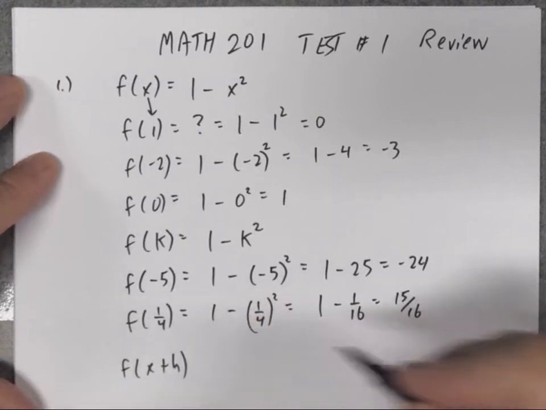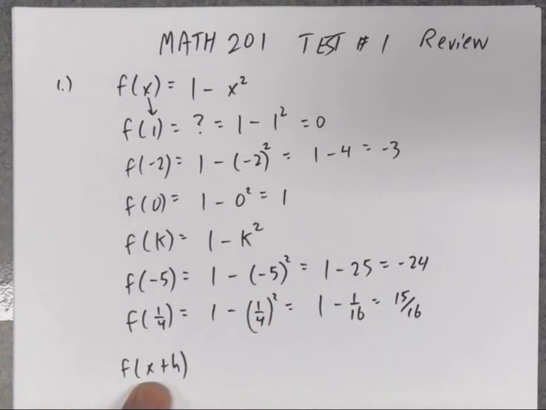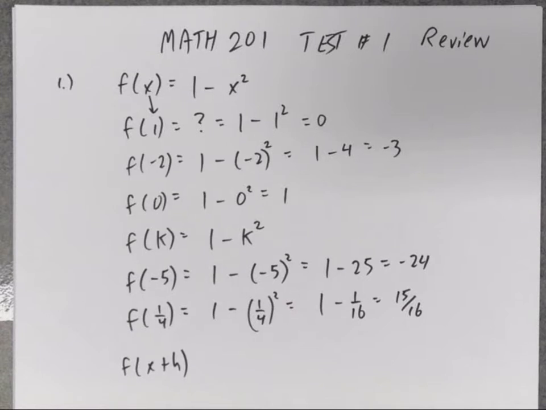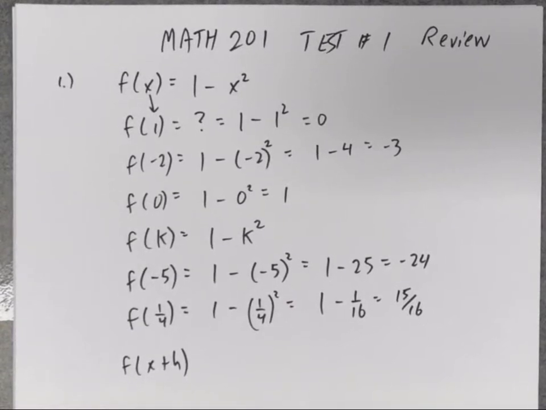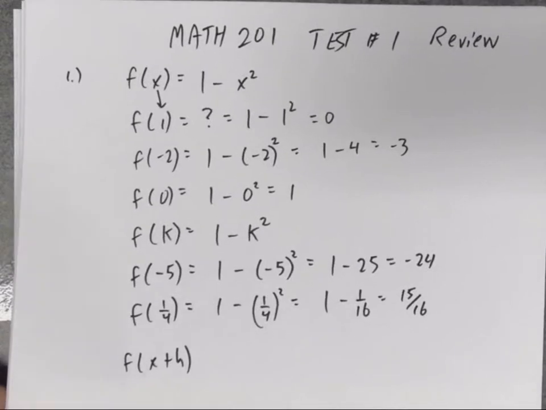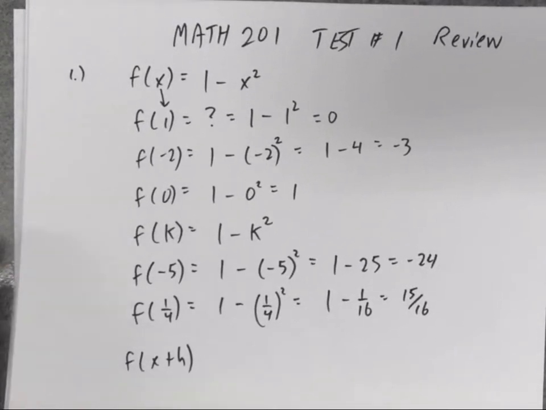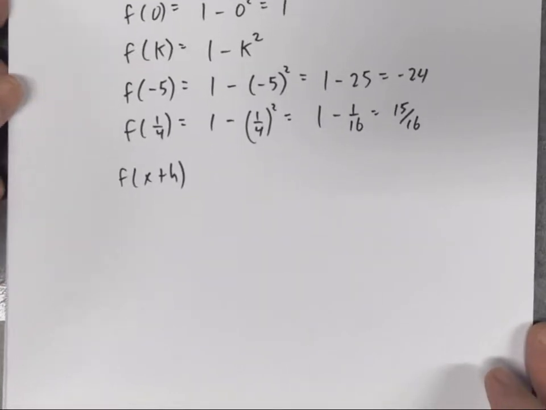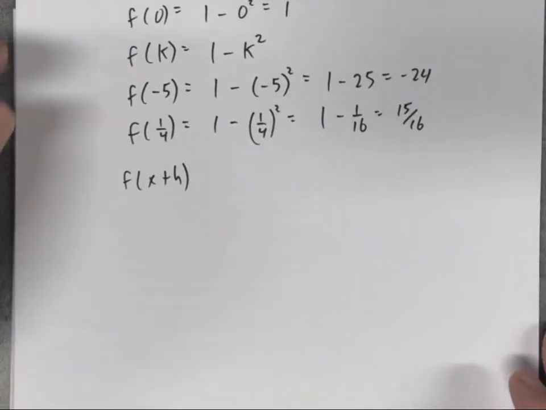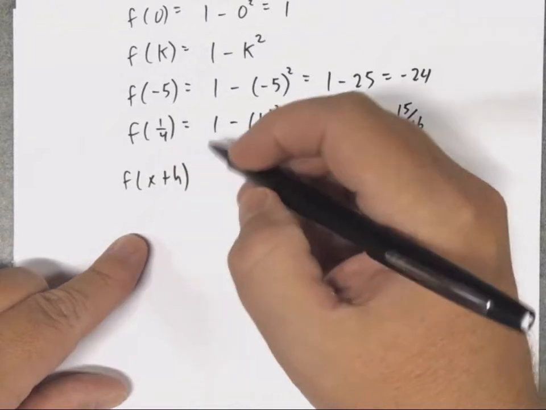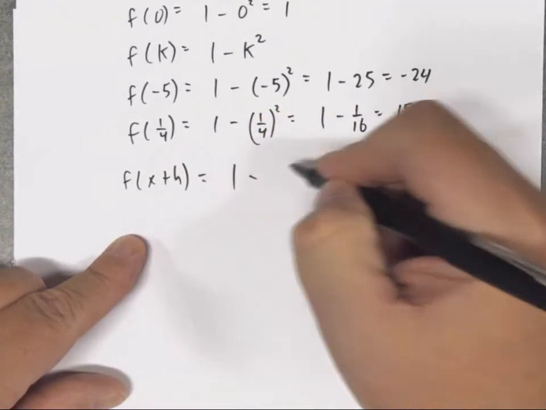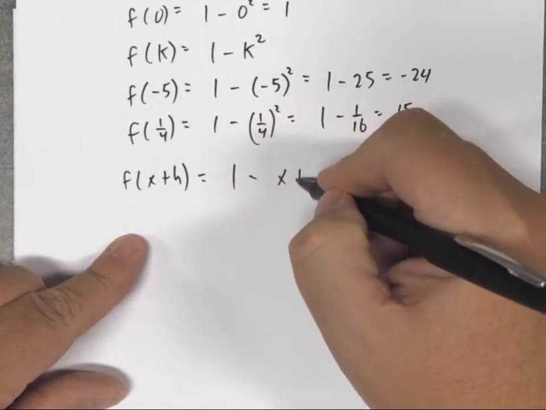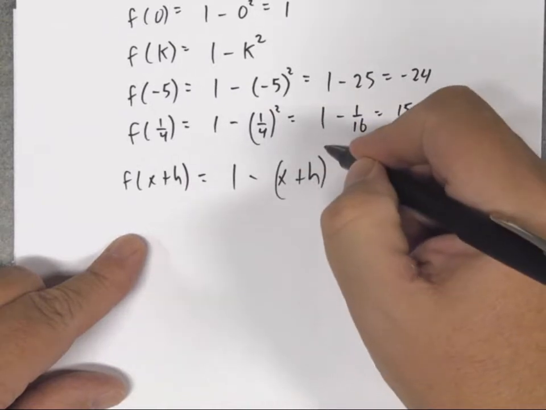All right, this one's a little different. So now they're saying, go find f of x plus h. So basically what they're saying is, every place you have x, replace it with x plus h. So 1 minus x squared is going to be 1 minus x plus h squared.